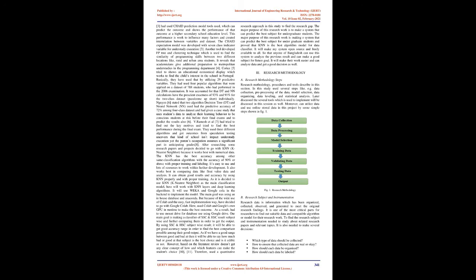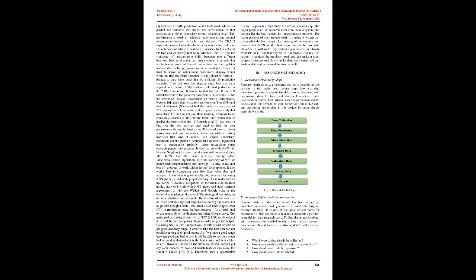After researching some research papers and projects, I decided to go with KNN, K nearest neighbor, because it works best with numerical data. KNN has the best accuracy among other similar classification algorithms, with an accuracy of 90% or above with proper training and labeling. It's easy to use and has lots of resources to work with in further development. It also works best in comparing data like float value data and analysis. It can obtain good results and accuracy when used properly and with proper training.